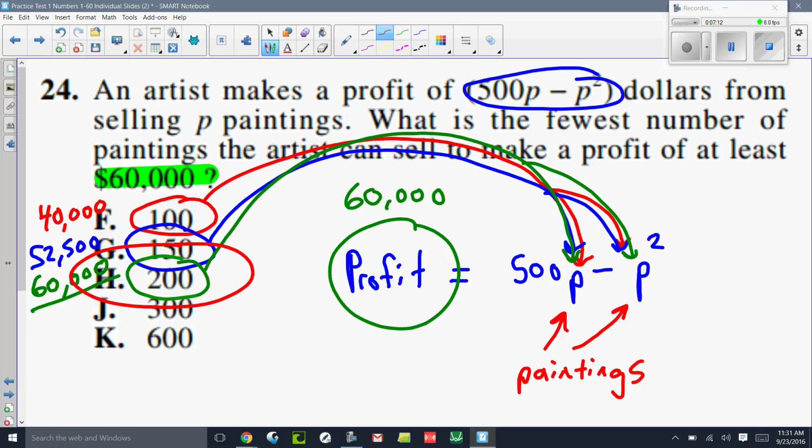If I had plugged in 100 and got something that was a ways off of 60,000, it might be wise to jump up and try one of these higher values. But because I wasn't so far off, I just continued to progress through these options, working backwards until I had that profit of $60,000.